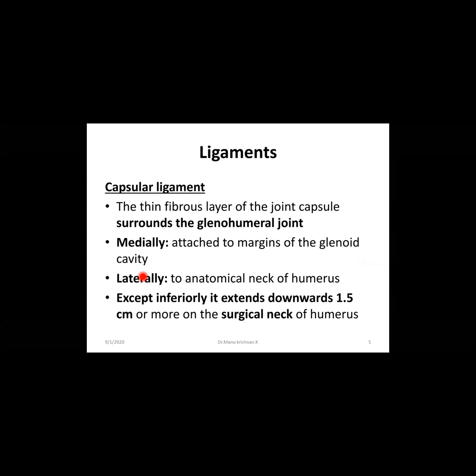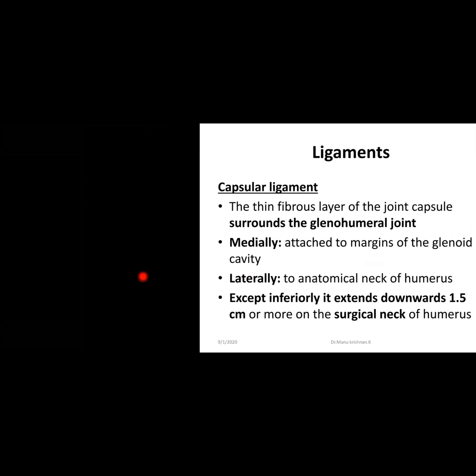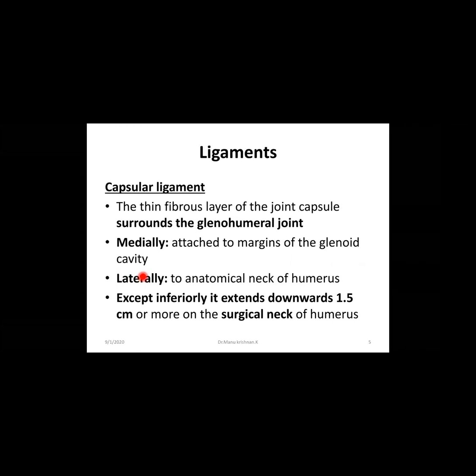And the ligaments which support the shoulder joint, the first one is the capsular ligament. That capsular ligament is nothing but a thin fibrous layer of joint capsule which surrounds the glenohumeral joint. Medially, it is attached to the margins of the glenoid cavity, while laterally to the anatomical neck of the humerus. And in the inferior part, there is a slight difference: it extends downwards 1.5 centimeters or more onto the surgical neck of the humerus.